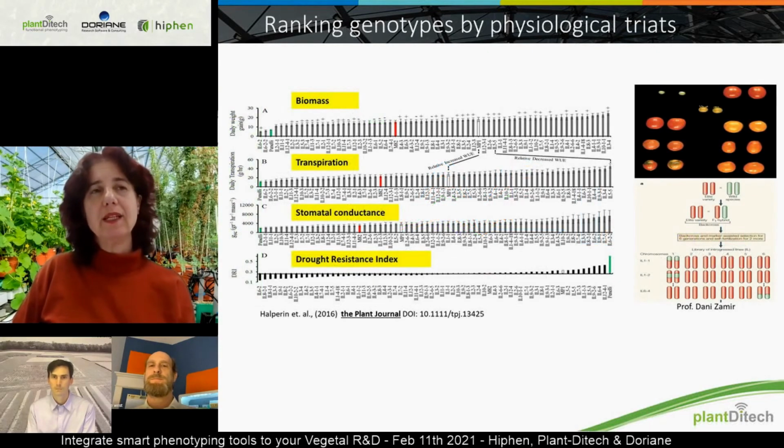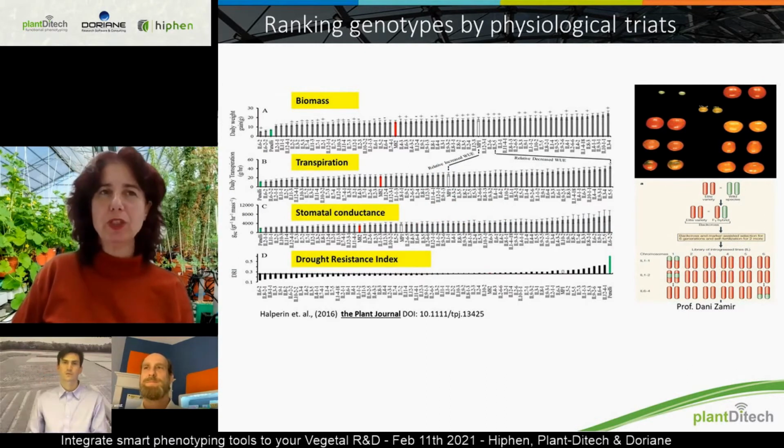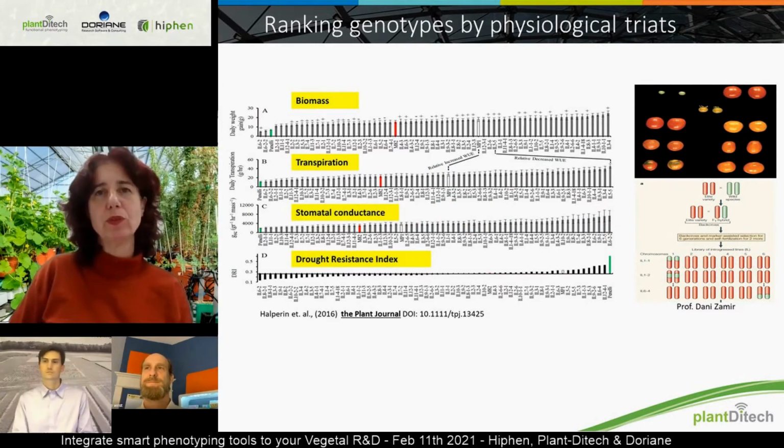The next slide is about another example of ranking the genotypes in the software by their function. Ranking performed by cumulative plant biomass, transpiration, stomatal conductance, and drought resistance traits, for example, as part of the traits that we are measuring.